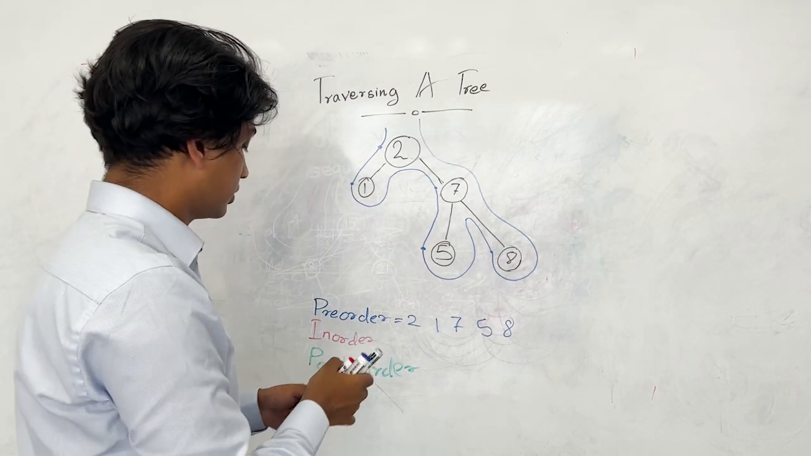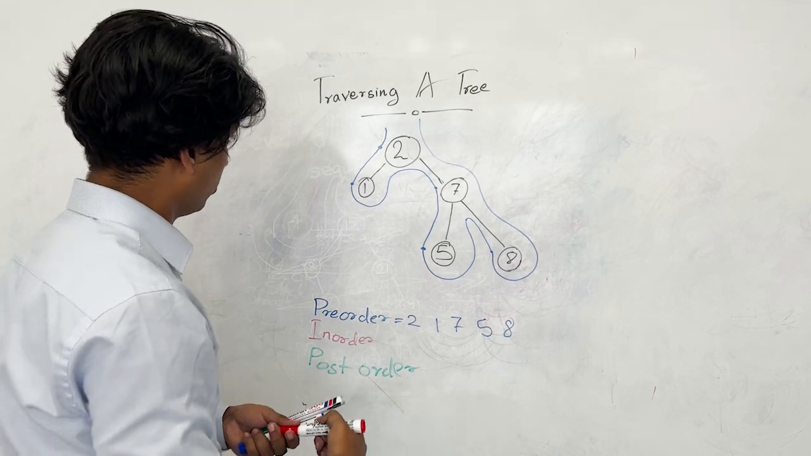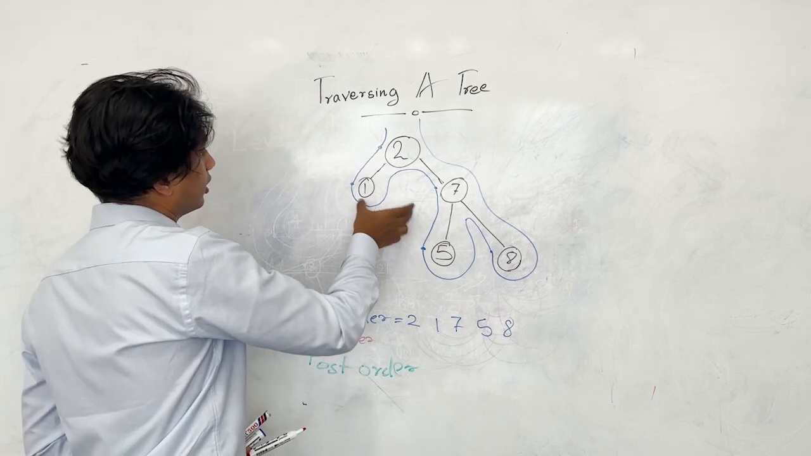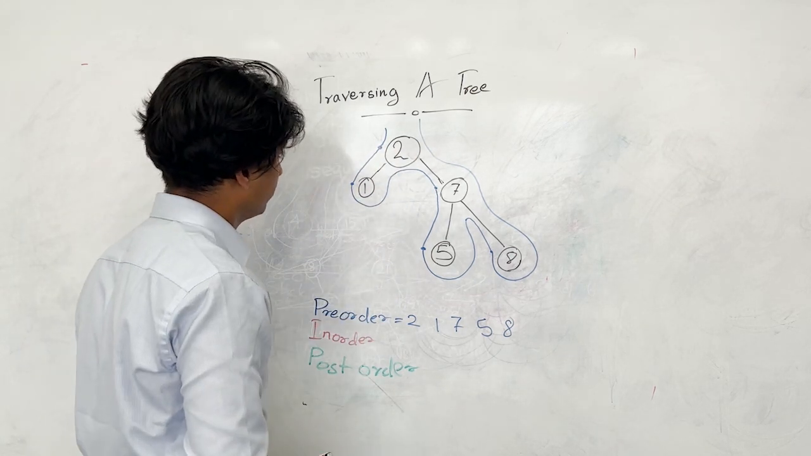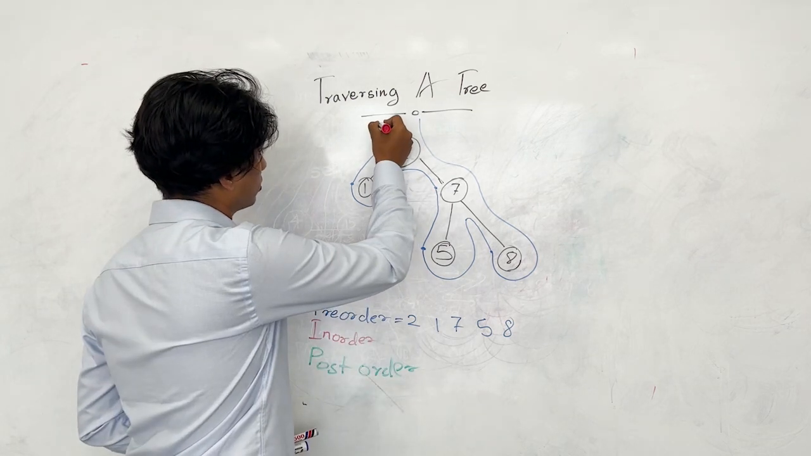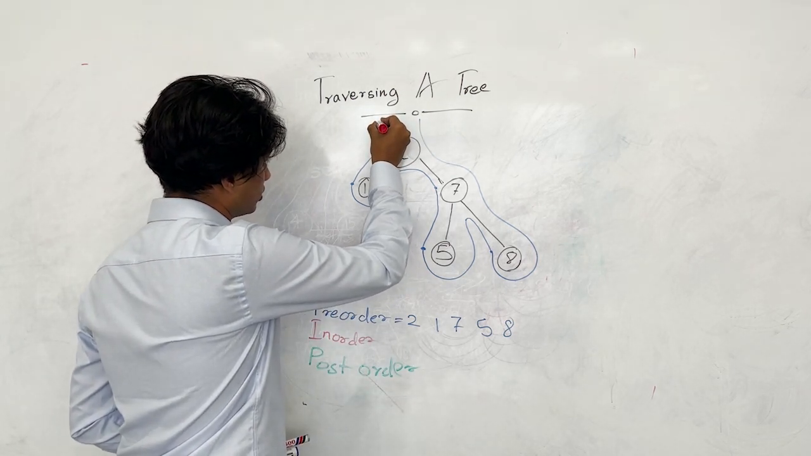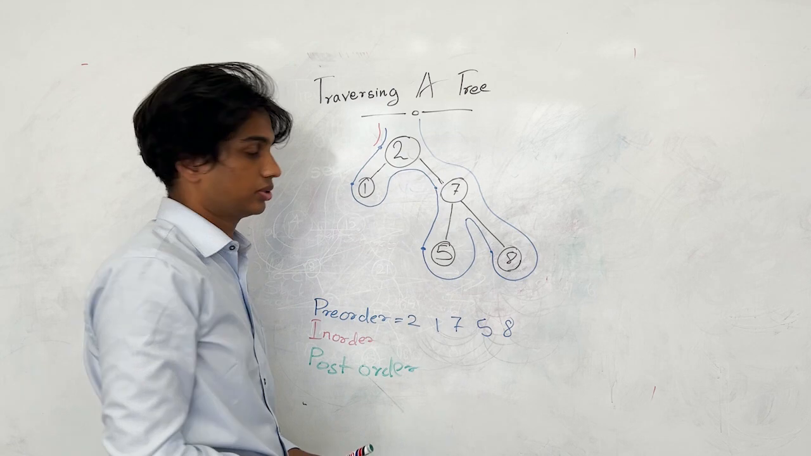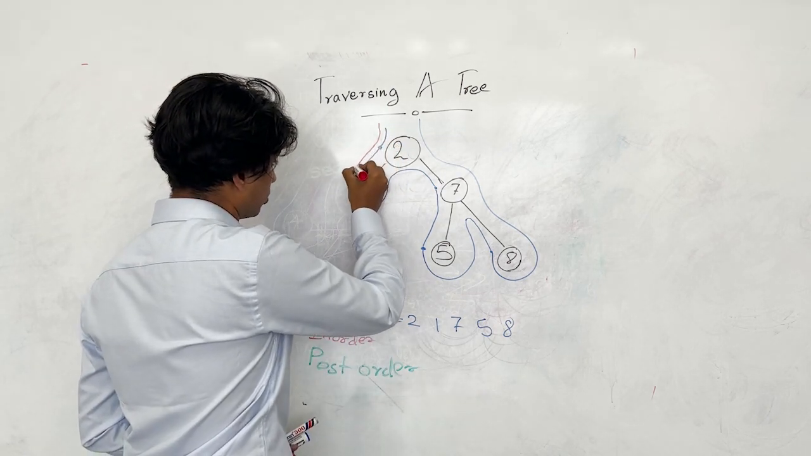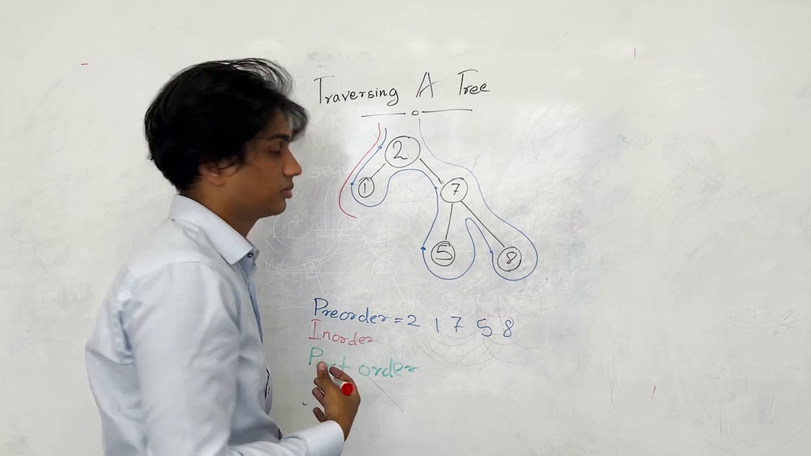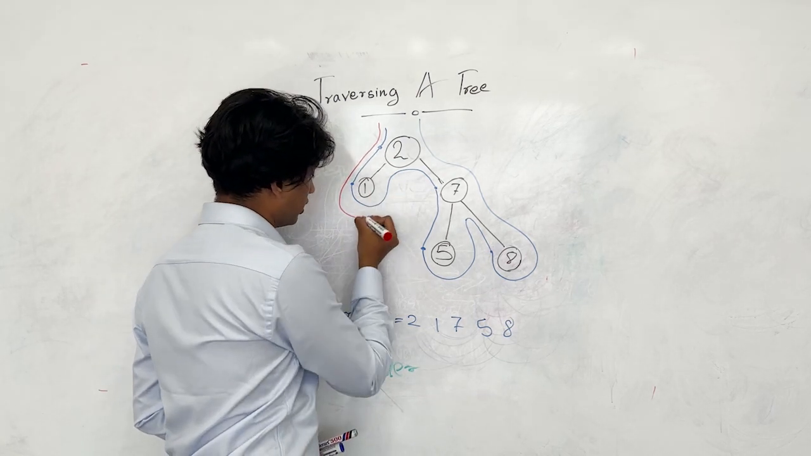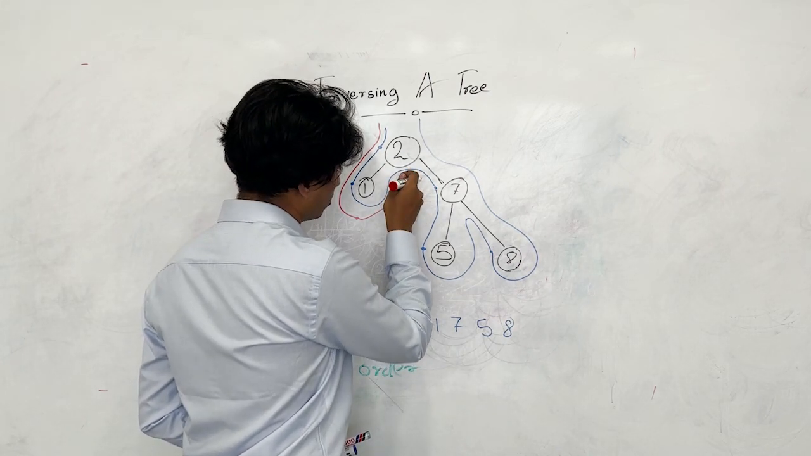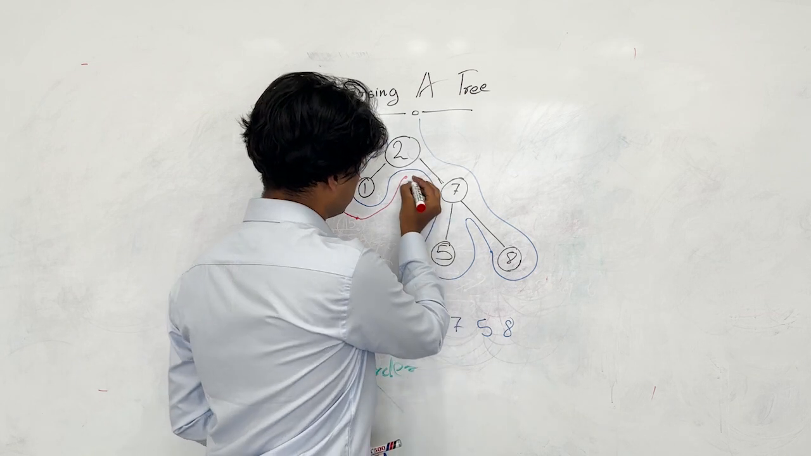Next, let's see what in-order is. In in-order, we do not visit our nodes at the beginning. What we do is visit them in the middle. Let me demonstrate. I'm coming like this, and I do not visit number 2. I go straight to number 1, the leftmost child, and I visit number 1, and only then I visit number 2, since now I am in the middle of number 2.